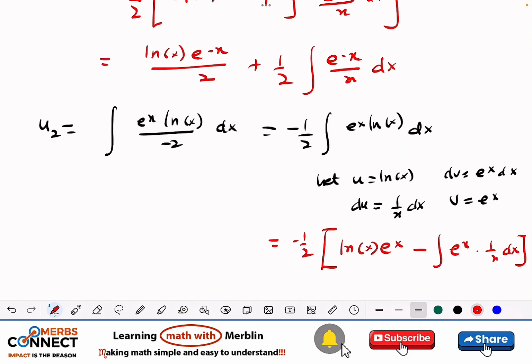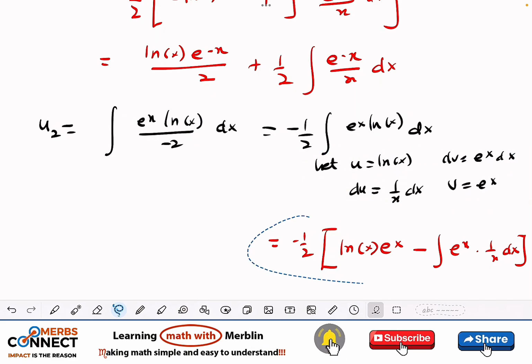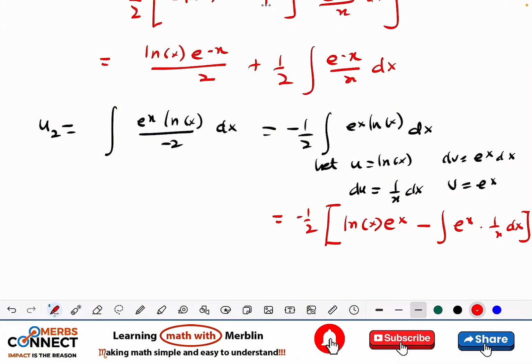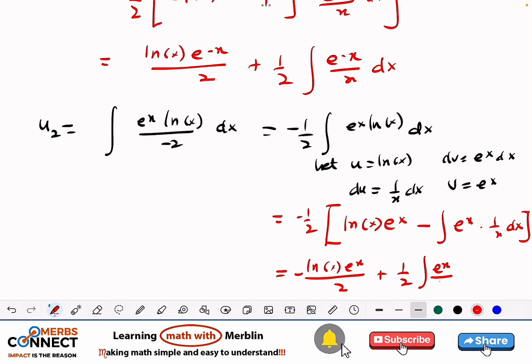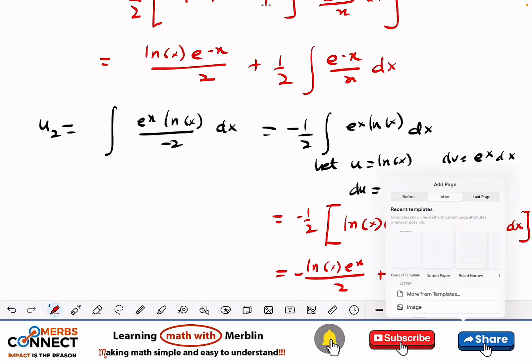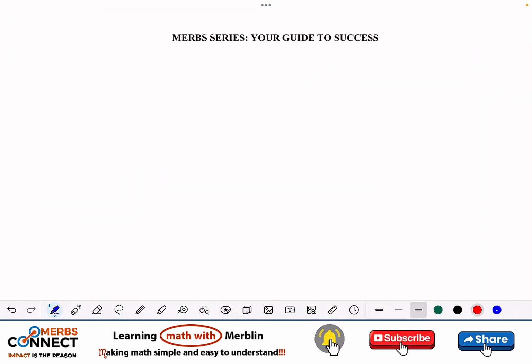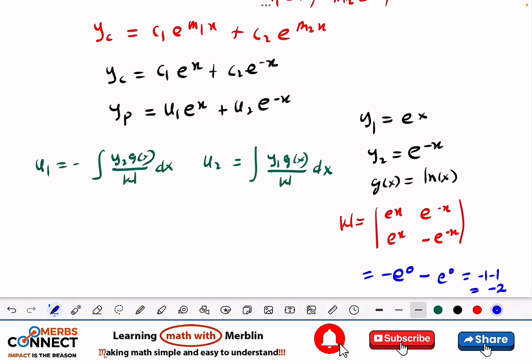When I simplify this, I'm going to have something like this: ln of x e to the power x divided by 2 minus, and then this one will be plus 1 over 2 integration e to the power x divided by x dx. So this one too will be my u2. What I'm going to do now is just plug them inside the particular solution and then done. We just need to leave it that way, and then we are done.